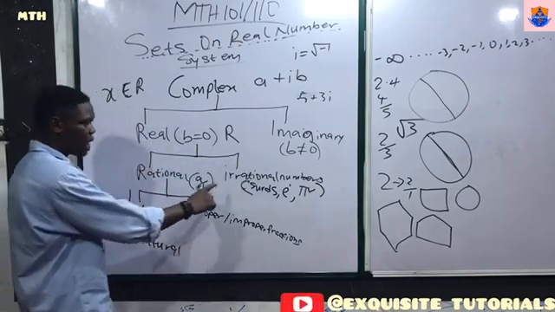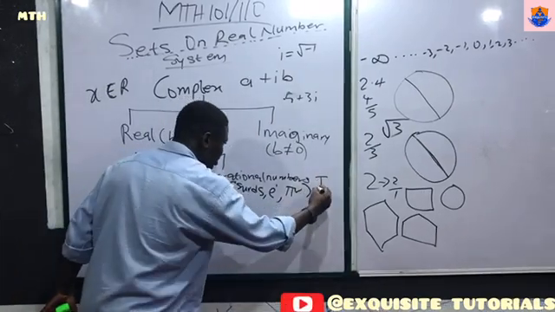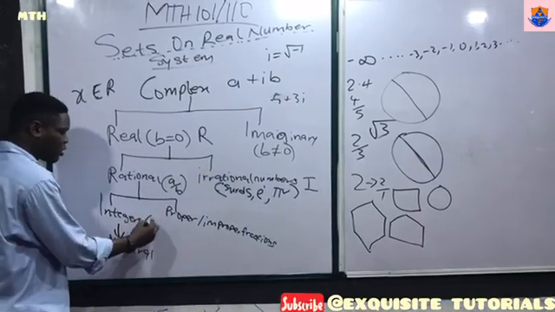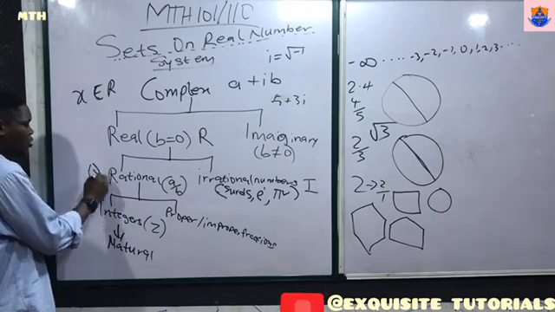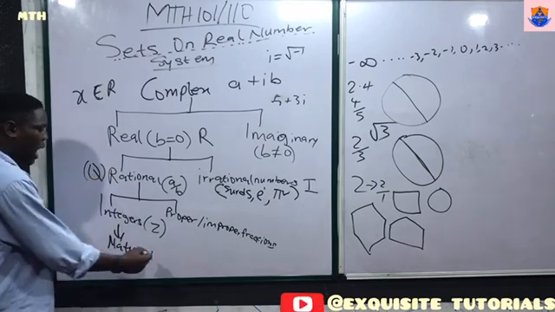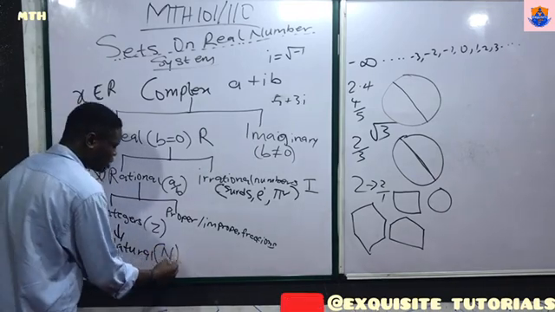Our irrational numbers are represented with the letter I. Our integers are represented with the letter Z. And our rational numbers are represented with the letter Q. Our natural numbers are represented with the letter N.